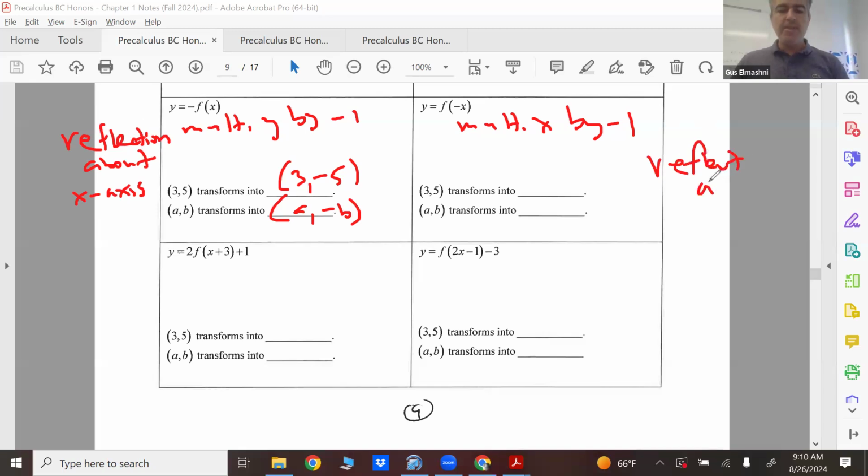And don't say flip, guys. You guys are better than that now. We're not in middle school. We want to be more formal. We want to say reflection. Reflect about the y-axis. So it goes this way, right? When you put a negative inside, it goes this way. So that's going to be negative 3, 5. Negative a, b.